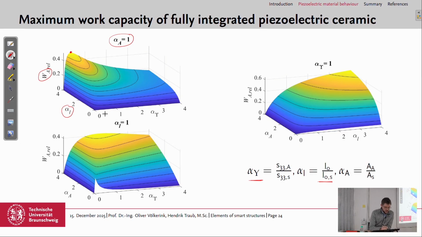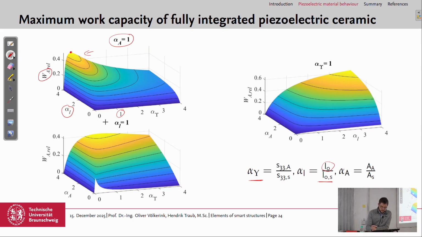So in this case, we only looked at the interval between 0 and 4. So maximum work capacity at 4, which means that the actuator is in relation to the structure longer, and for the stiffnesses we are not at 1 anymore, but a bit closer to 0, maybe 0.5.